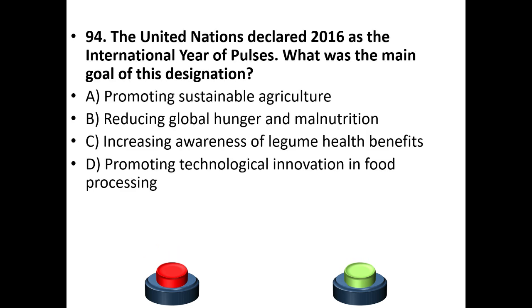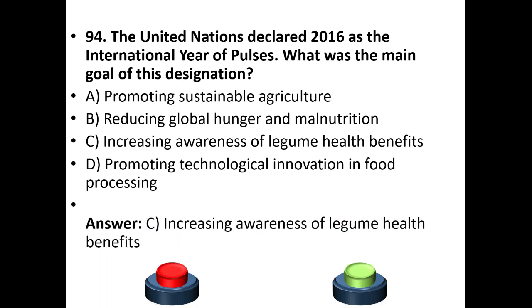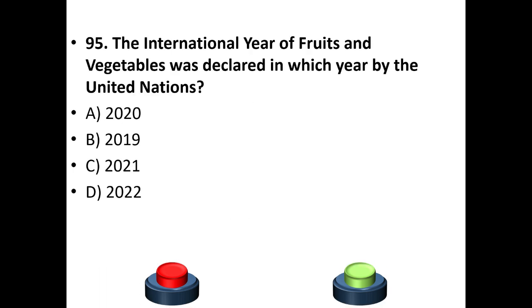94. The United Nations declared 2016 as the International Year of Pulses. What was the main goal of this designation? Promoting sustainable agriculture, reducing global hunger and malnutrition, increasing awareness of legume health benefits, promoting technological innovation in food processing. Which is the answer? Your answer is option C, increasing awareness of legume health benefits.